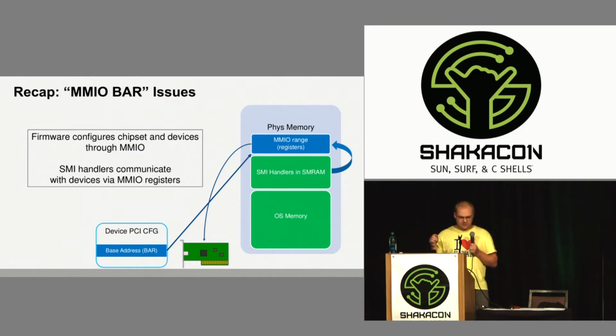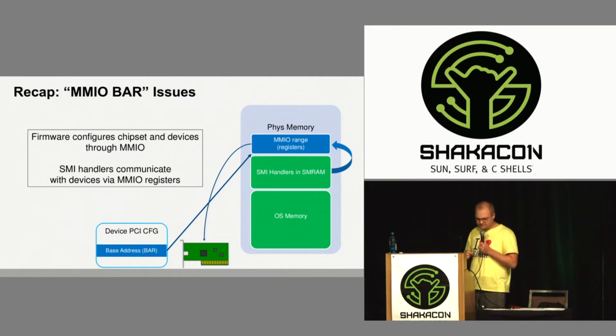And the address where the MMIO range should be is stored in the PCIe config space. So in the PCIe config space, there is something called the MMIO BAR, which contains the address of the MMIO region for a specific device. And when you enumerate all of the PCIe devices, you can find all of the MMIO regions for all of the PCIe devices, and then see where they are.